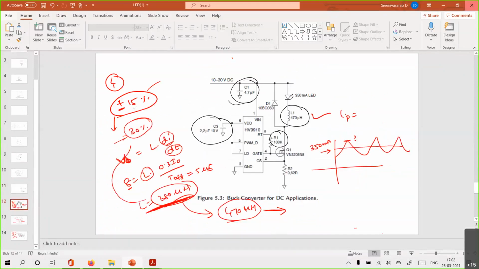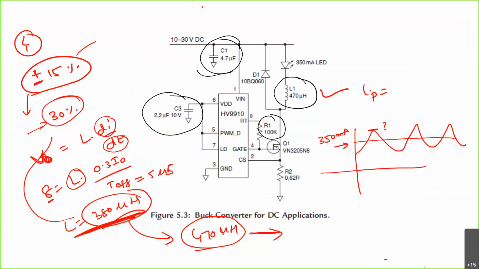So next thing is, we need to select the MOSFET ratings, the voltage and current rating of this MOSFET. So what is the voltage rating? How much voltage will that MOSFET experience? This is the input voltage, 30 volts, right? So this MOSFET will experience a voltage of 30 volts. This diode also will experience 30 volts. So this MOSFET is supposed to be rated for 30.